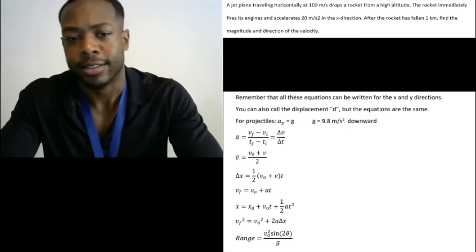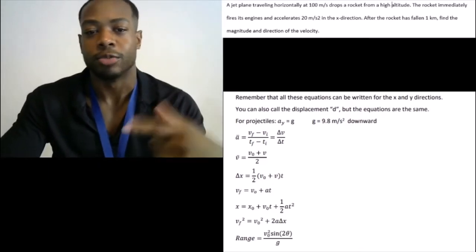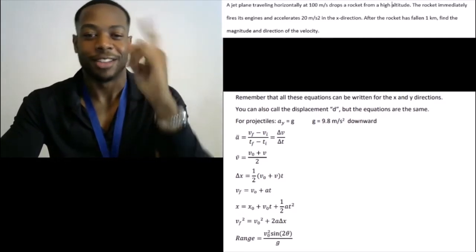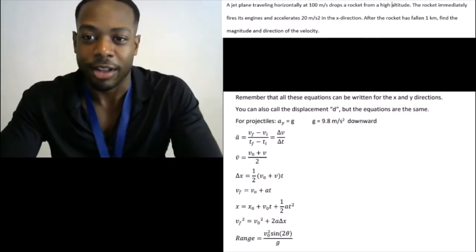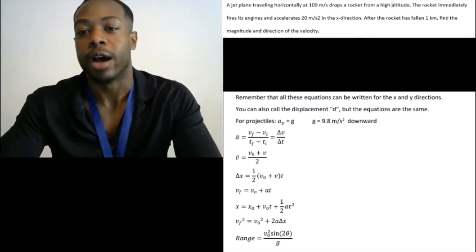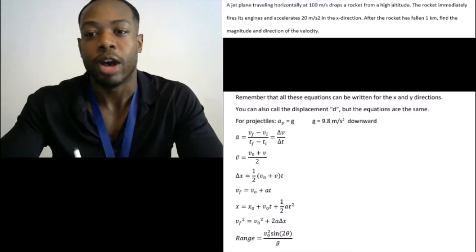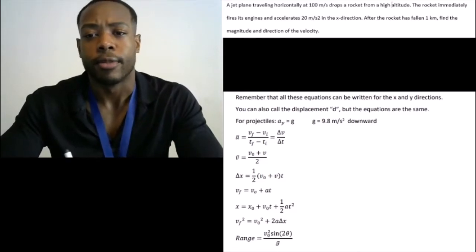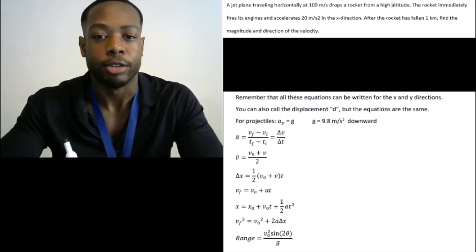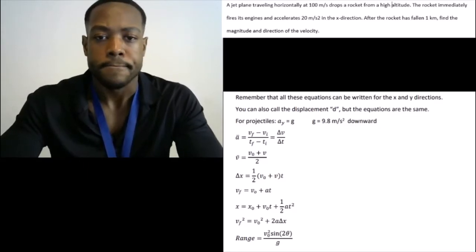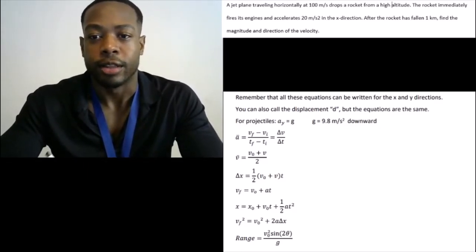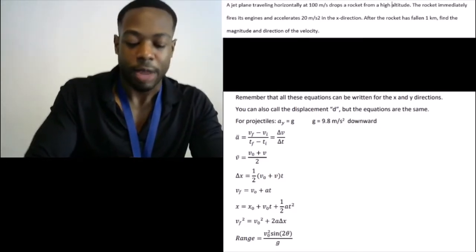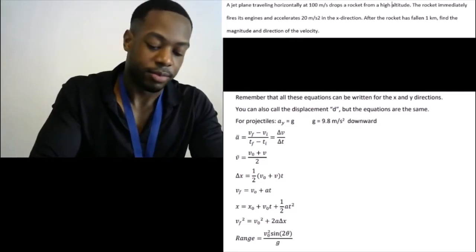So here we've got a two-dimensional motion problem. Last one was one-dimensional. This one, two-dimensional. We've got X motion and we've got a little Y motion. So we've got a jet plane traveling horizontally at 100 meters per second, drops a rocket from a high altitude. The rocket immediately fires its engines, accelerates 20 meters per second squared in the X direction. After the rocket has fallen 1 kilometer, find the magnitude and the direction of the velocity. So we've got a jet plane horizontally 100 meters per second, so our X velocity is 100 meters per second. Probably should have asked you that, but it doesn't matter.